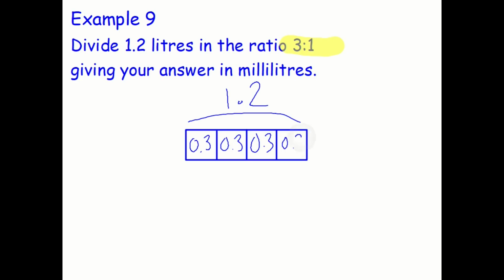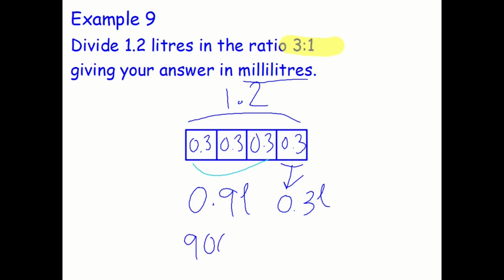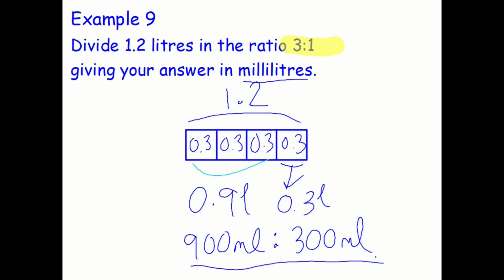Each box is 0.3, and if you're splitting it in the ratio 3 to 1, 3 3s are 9, so that is 0.9 of a litre. I know that the question says millilitres, so we'll do that in a second. And that is going to be 0.3 of a litre, which means I've got 900 millilitres to 300 millilitres. That is my final answer.